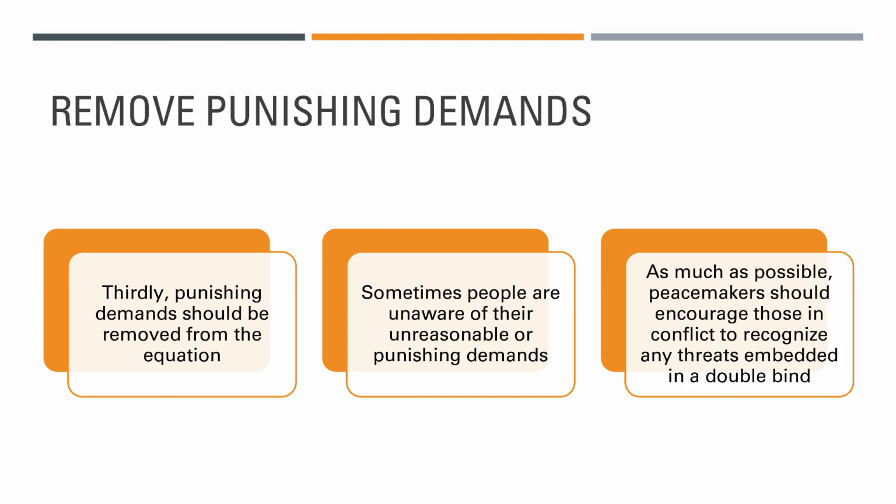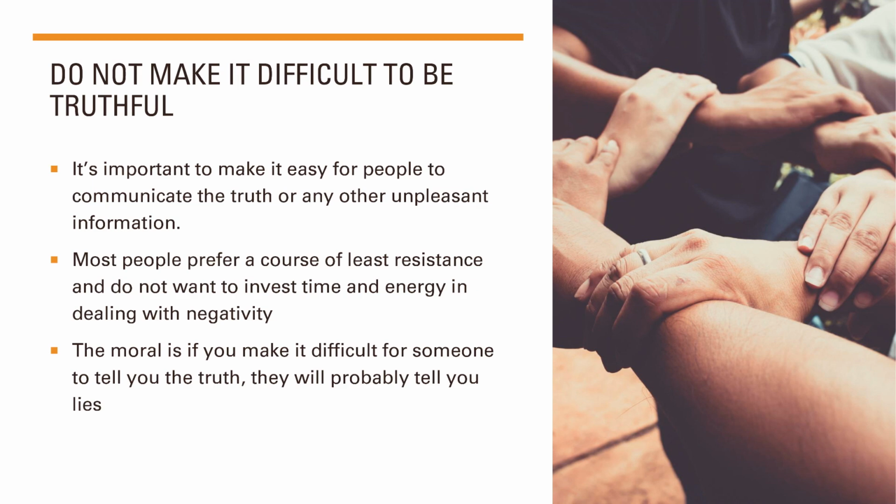So, for instance, instead of punishing a child after telling the truth, perhaps it would be better to find new approaches for training the child, perhaps using some form of positive reinforcement. Do not make it difficult to be truthful. As we discuss eliminating adverse outcomes, we stress the importance of making it easy for people to communicate the truth or any other unpleasant information.